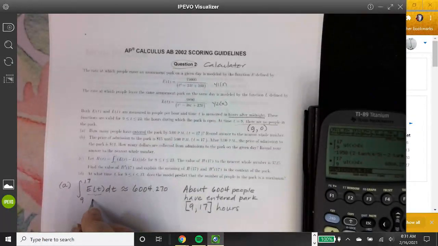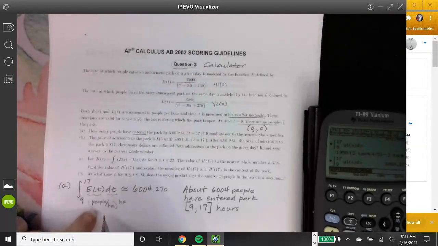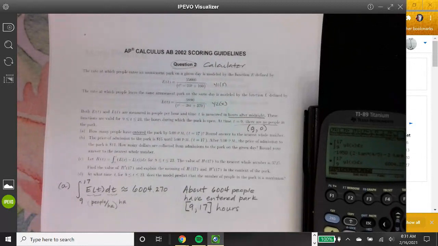Now I want you to think about this. This E of t is people per hour, and this right here is hours. So what happens when you multiply people per hour times hours? You get people. Which is pretty cool.